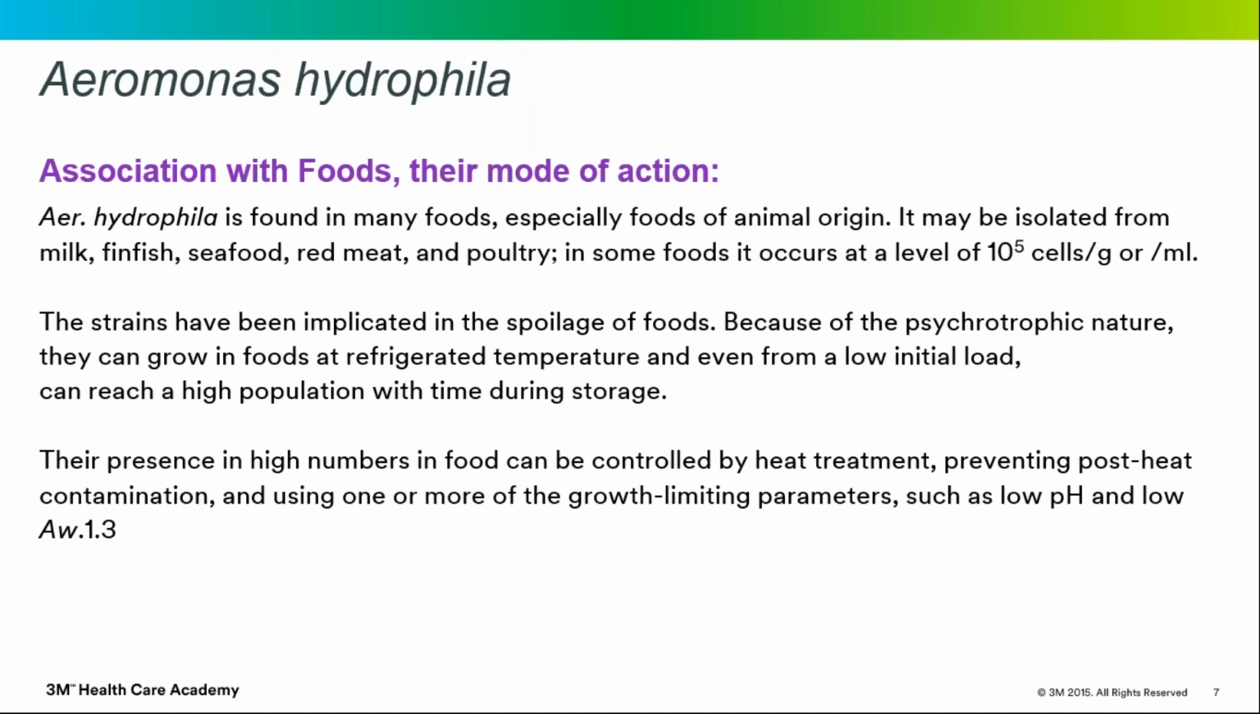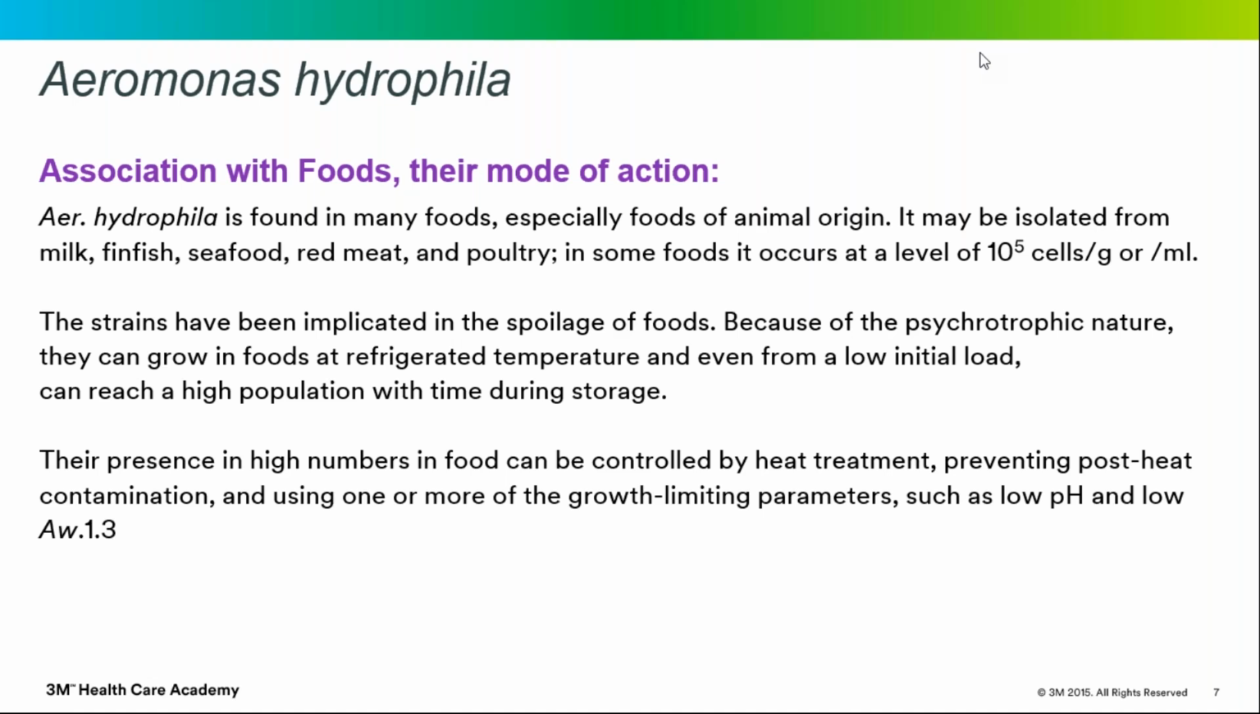Association with foods and their mode of action. This organism is found in many foods, especially foods of animal origin. It may be found in milk, finfish, seafood, red meat, and poultry. In some foods, it occurs at a level of 10 to the power 5 cells per gram or per ml. The strains have been implicated in the spoilage of foods.